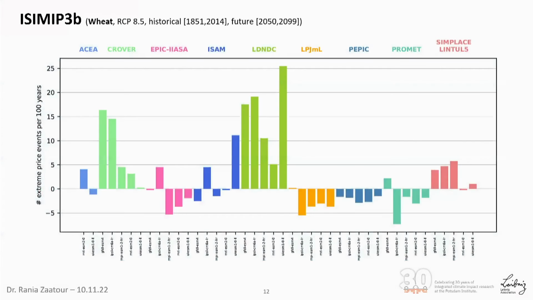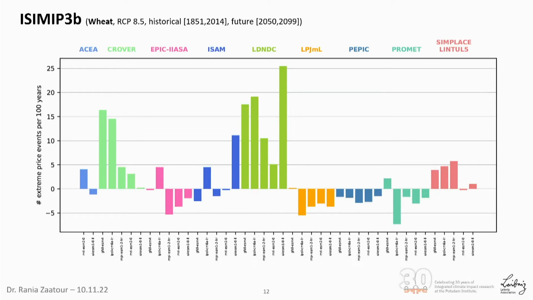Let's move to our last set of results. In these results, we are counting the number of extreme price events per 100 years. And again, we are comparing the number of these extreme events in the future compared to the historical periods. So we can see here that with the Grover and with the LDNDC crop models, we will be having more extreme price events in the future than we did in the historical periods, and these events might be as many as 25 events per 100 years.